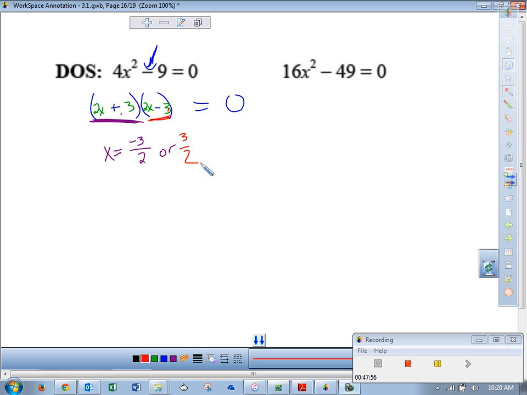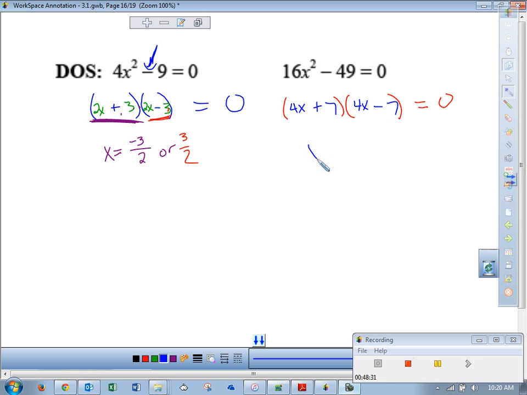Please do that on the other difference of squares. This is a subtraction problem. There are only 2 terms, and each term is a perfect square. That's why it is a difference of squares. So set them up as 2 parentheses equal to 0. Square roots go in. 7, 7. Signs are different. It doesn't matter which one's positive, which one's negative. They just have to be different.